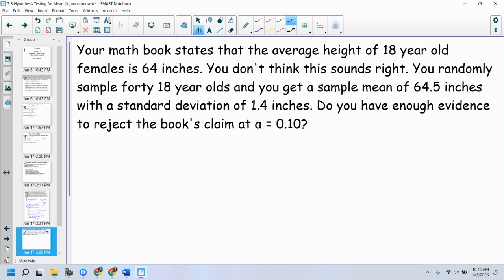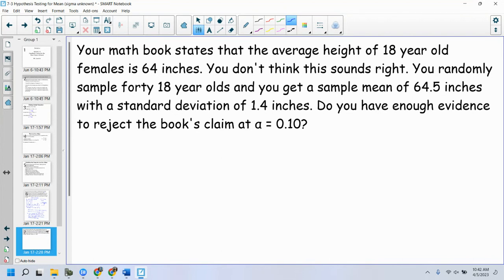Okay, your math book states that the average height of 18-year-old females is 64 inches. You don't think that sounds right. You randomly sample 40 18-year-olds, and you get a sample mean of 64.5 inches with a standard deviation of 1.4 inches. Do you have enough evidence to reject the book's claim at the alpha 0.1 level?